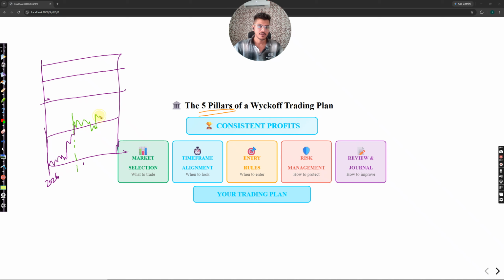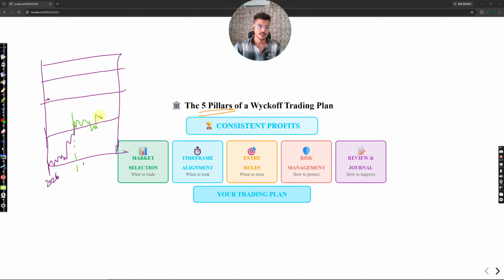So first of all, we need a market selection plan, which is gonna tell us what we want to trade at a particular time. Then we need a time frame alignment, which is gonna tell us when to look for that trade, right?